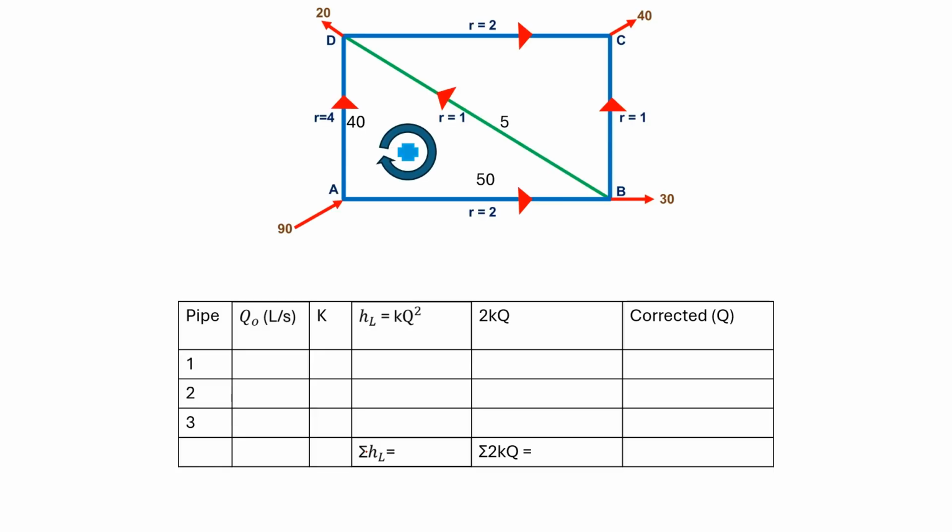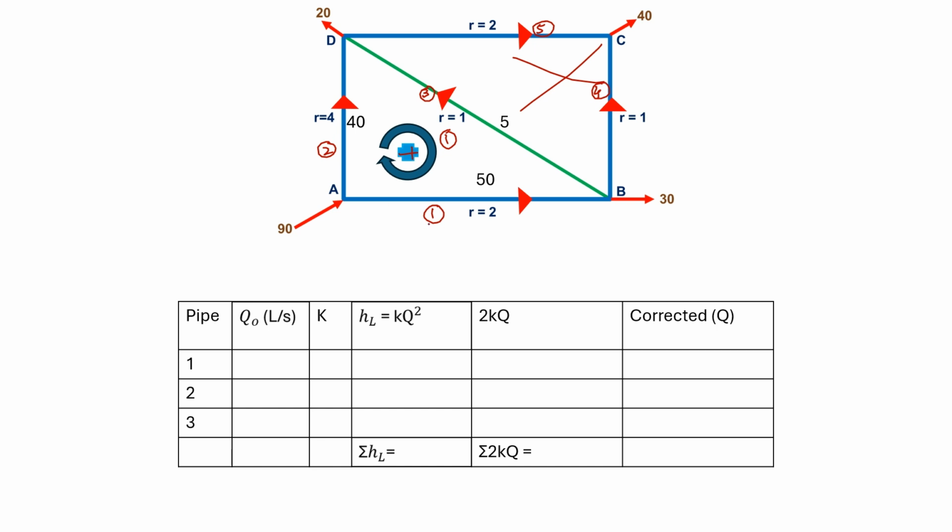Trial 1 will be carried out on the different pipes. Let us assign names to the pipes. This is pipe 1, pipe 2, pipe 3, 4, and this is pipe 5. Well, simply in loop 1, clockwise direction is taken as positive. So what is q of each pipe? In loop 1, just ignore the second loop and consider only the first loop.